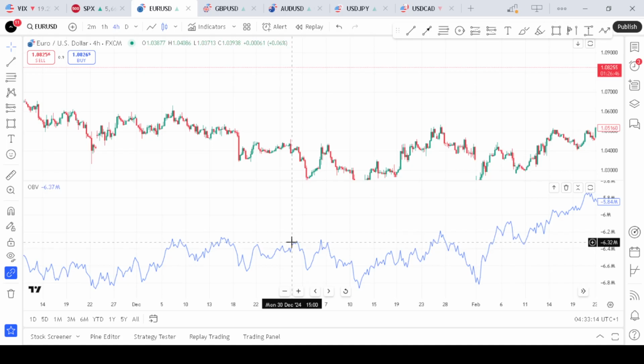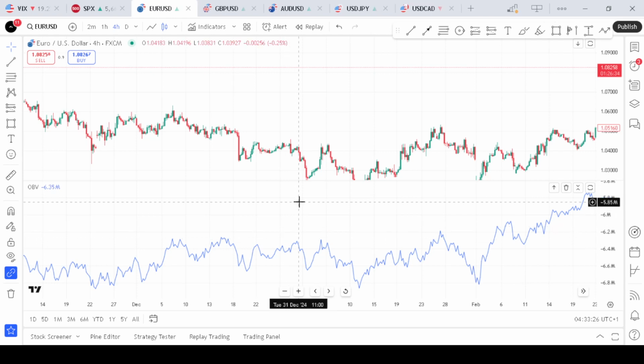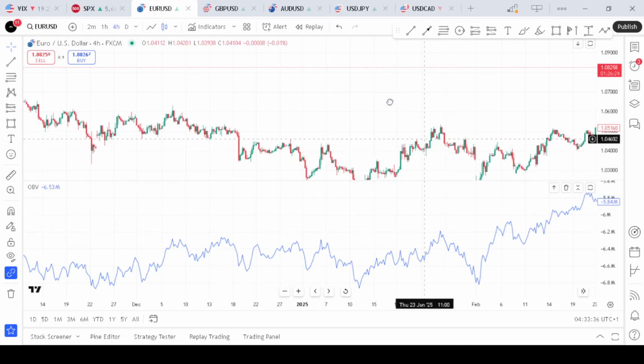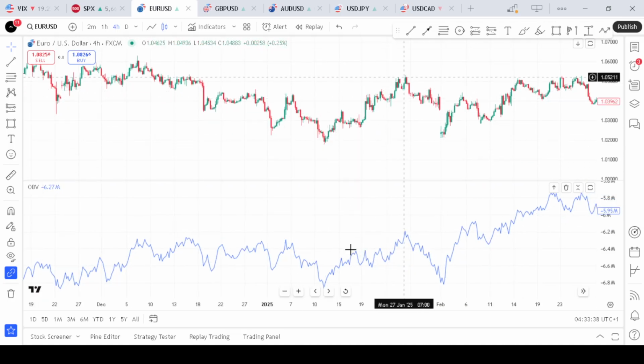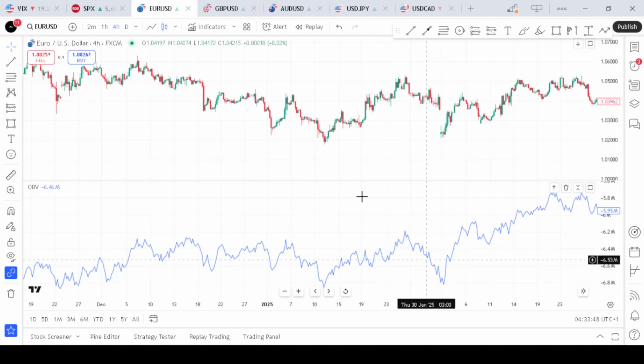So to interpret this OBV, or the On-Balance Volume indicator, you use it for trend confirmation. When the OBV moves in the same direction as price, it confirms the trend. A rising OBV with a rising price indicates strong buying pressure. So when you see price is rising and the OBV is rising, it indicates a strong buying pressure. Then when you see price is falling and the OBV is at the same time falling, this indicates a strong selling pressure.